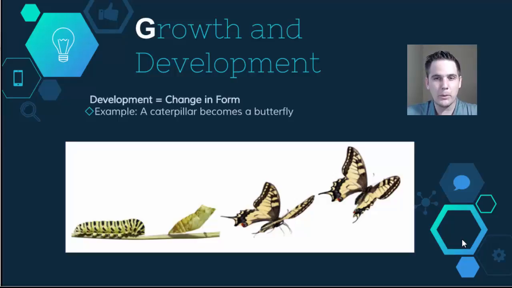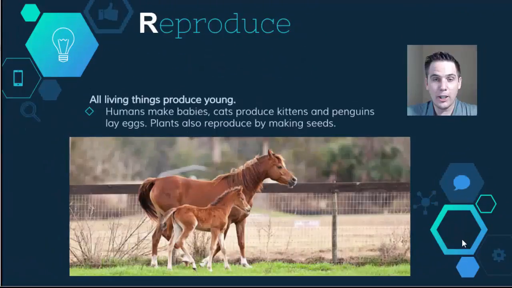Development goes hand in hand with growth. That's a change in form. For example, a caterpillar becoming a butterfly is an example of a living thing exhibiting or showing development. Another characteristic that all living things have is that they reproduce. All living things produce young. Humans make babies. Cats produce kittens. Penguins lay eggs. Plants also reproduce by making seeds. All of these are living things. All of these are reproducing somehow, some way.